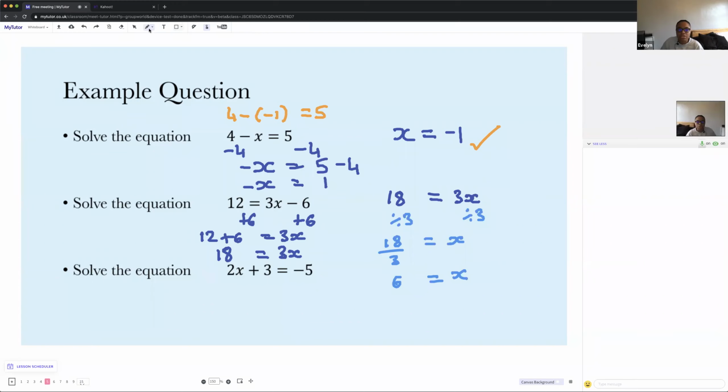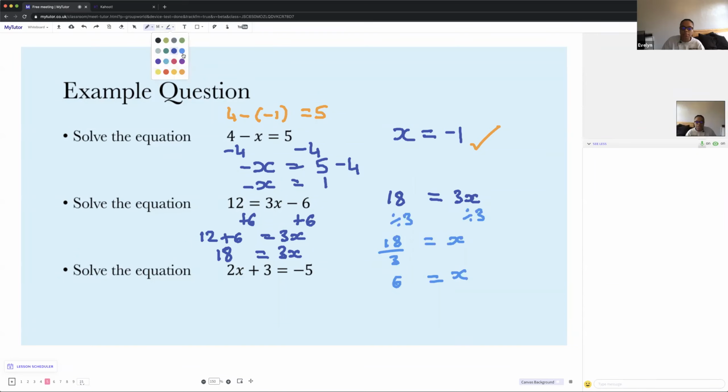So what I would always suggest is, if you have an x and then you're adding something, always get rid of the number that you're adding or the number that you're subtracting first, and then get rid of the number that you're multiplying or dividing, because multiplying and dividing both sides by a number makes it a little bit difficult, and it's better to leave that to the last step.